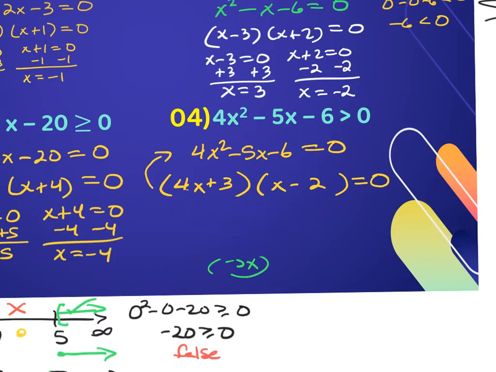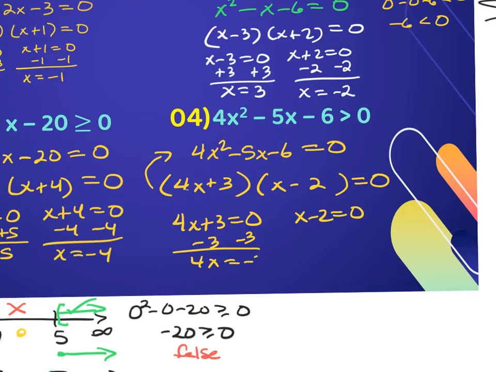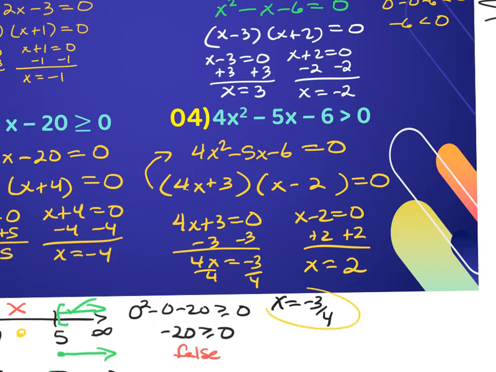So now I take each of the factors, set them equal to 0. Solve for x on each. So subtract 3. 4x equals -3. Divide by 4. X equals -3/4. And then here add the 2. X equals +2. So now I'm going to take these two, put them on my number line.